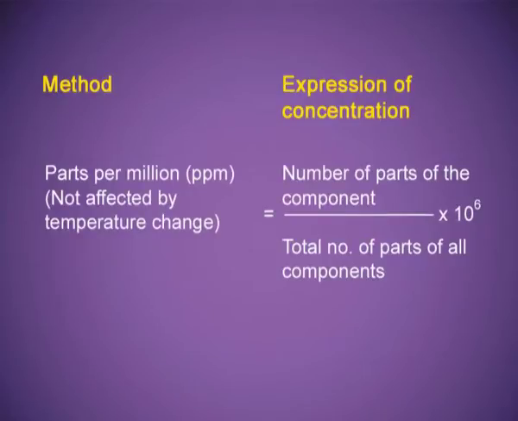Parts per million. We use this way of expressing the concentration when our solute is present in very minute quantities. For example, when the waterworks supply water, to prevent tooth decay, they add the fluoride ions. The fluoride ions are added in parts per million, that is in the traces. Let's see what this is. It is the number of parts of the component divided by the total number of parts of all the components into 10 raised to power 6.